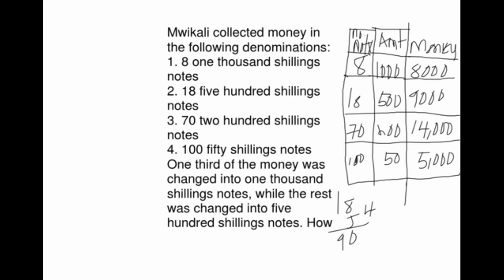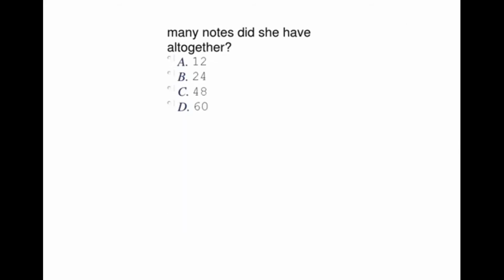So we have 0 plus 0, 0, 0. We have 0, 0, 0. Then we have 5 plus 4 is 9. Plus 9 is 18. Plus 8 is 26. So we have 6 carry 2. Then we have 1 plus 2, we have 3. So we have 36,000 shillings. So we have a total of 36,000.